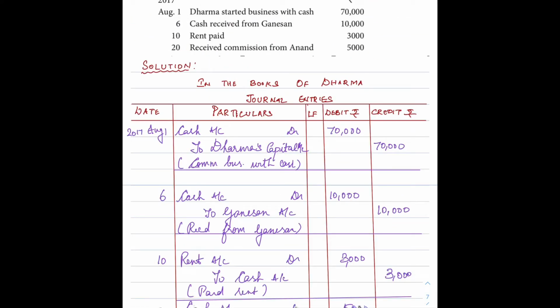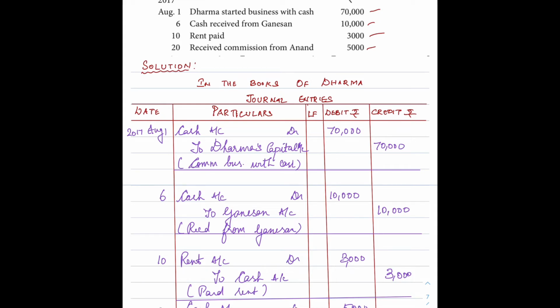Problem number 2. Pass journal entries for the following transactions and post them to the ledger. 2017: on August 1st, Dharma started business with cash. So Dharma is the owner. On 6th, cash received from Ganeshan, 10,000. On 10th, rent paid, 3,000. On 20th, received commission from Anand, 5,000. So we will pass journal entries for that.